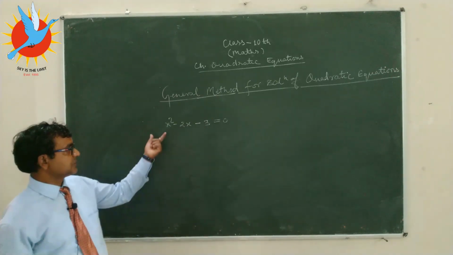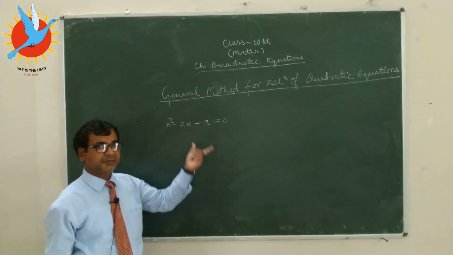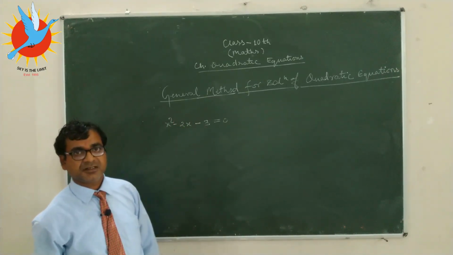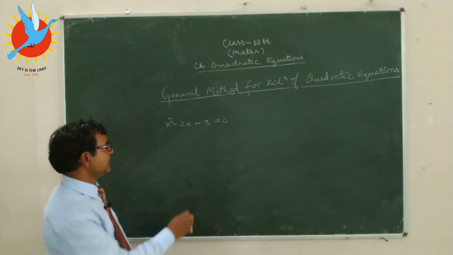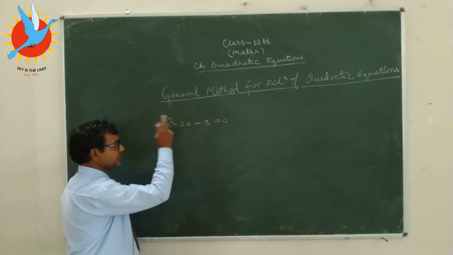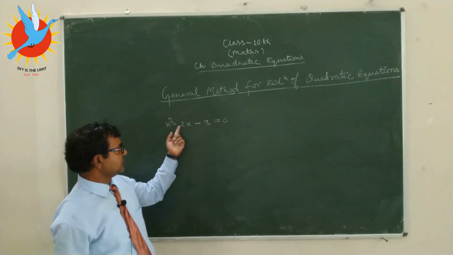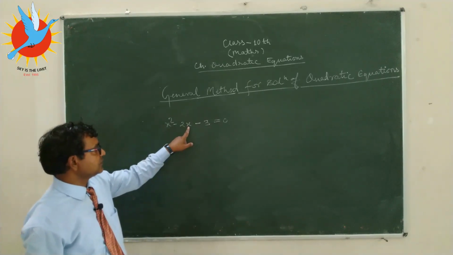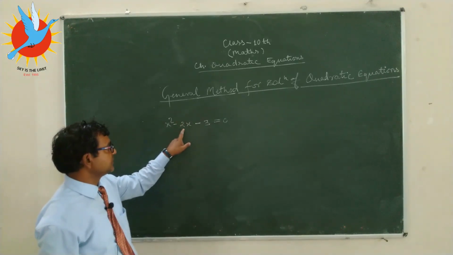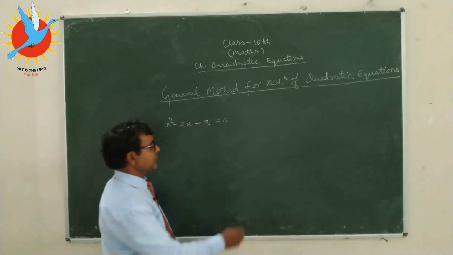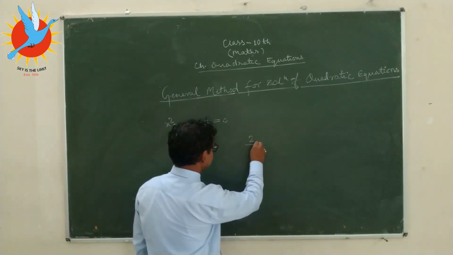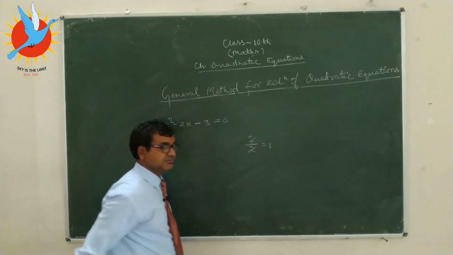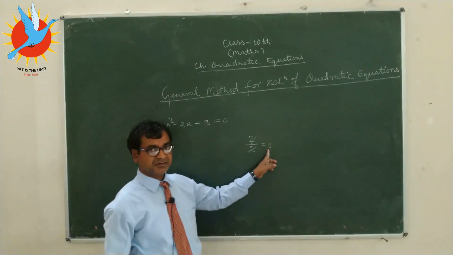Now, first of all, we have to make it a complete square. To make it a complete square, see the coefficient of x. Here the coefficient of x, that is the middle term's coefficient, is 2. Whatever the coefficient of the middle term, divide it by 2, and whatever it becomes, square it.